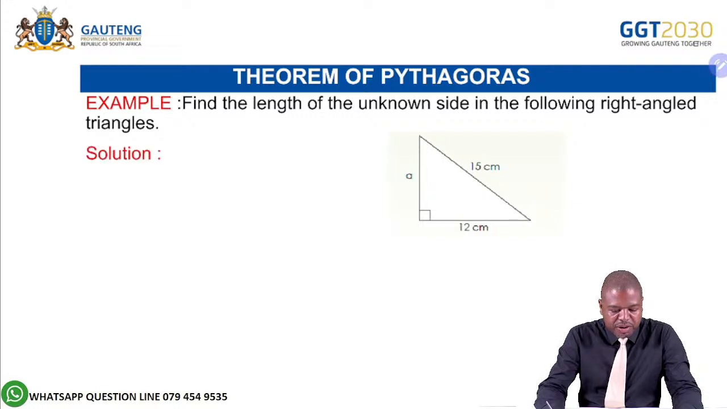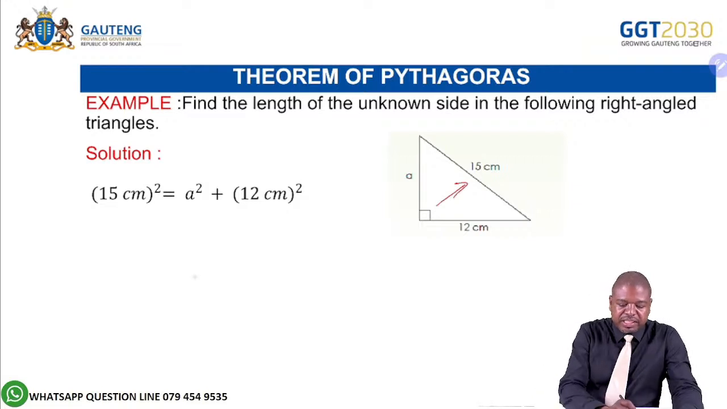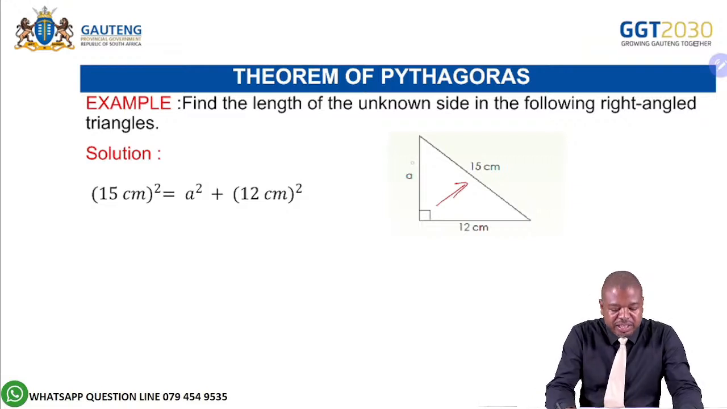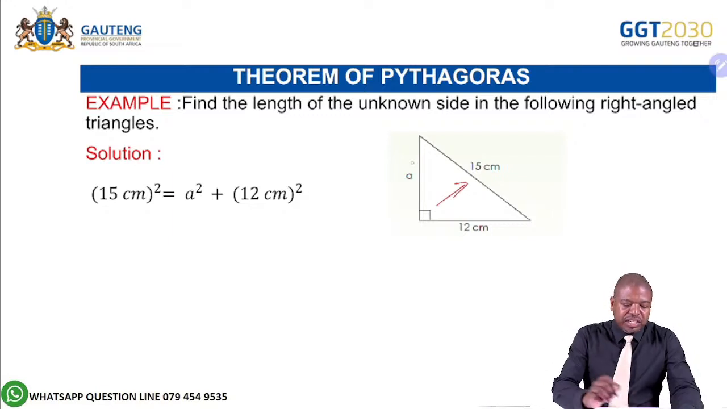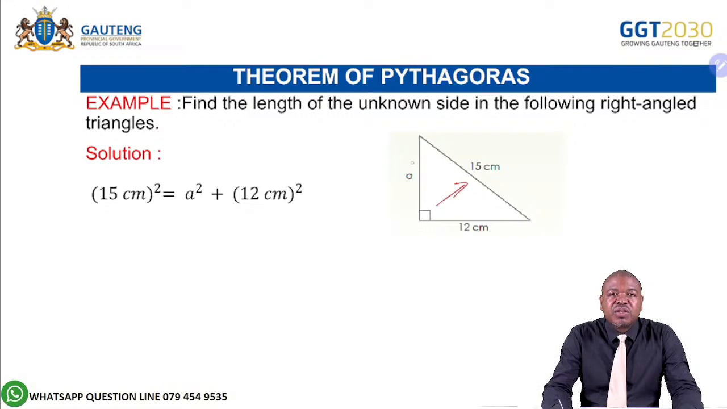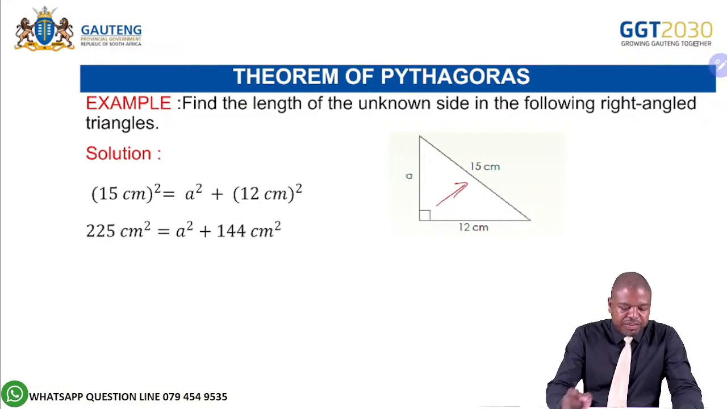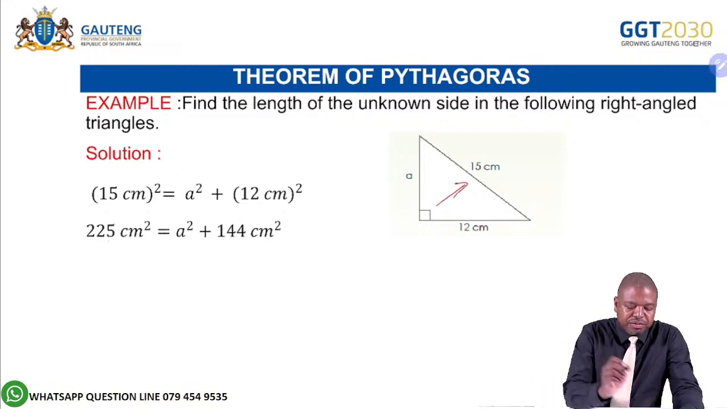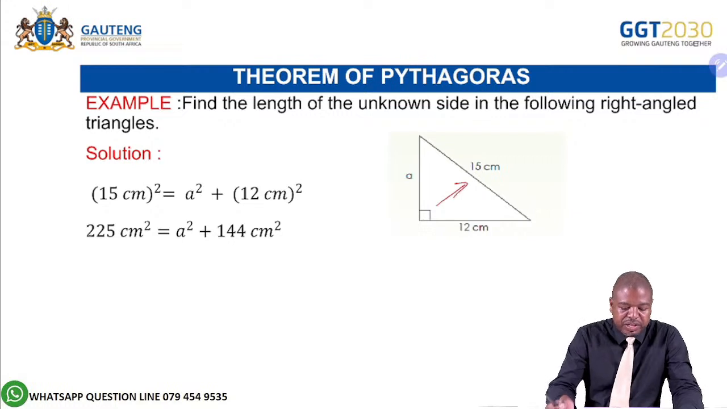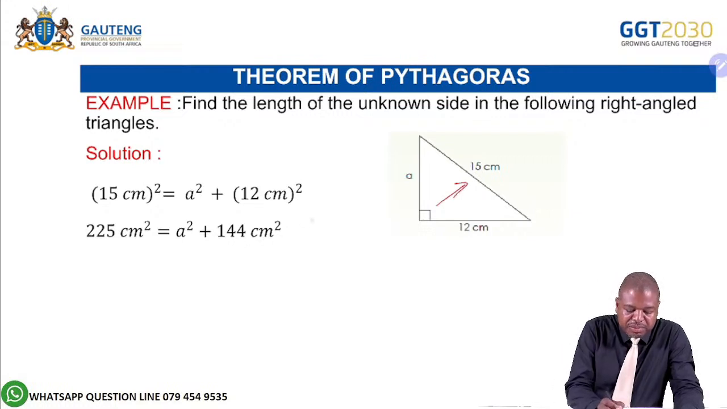Right, if you have to apply our Pythagoras theorem there, our hypotenuse is what? Is 15 centimeters. So if you square the 15 centimeters, it will give us A squared, which is the unknown side, plus 12 centimeters squared. Now using our knowledge of solving equations, what do we do? Let's first simplify the 15 centimeters squared. We are going to have 225 centimeters squared is equal to A squared plus 144 centimeters squared.